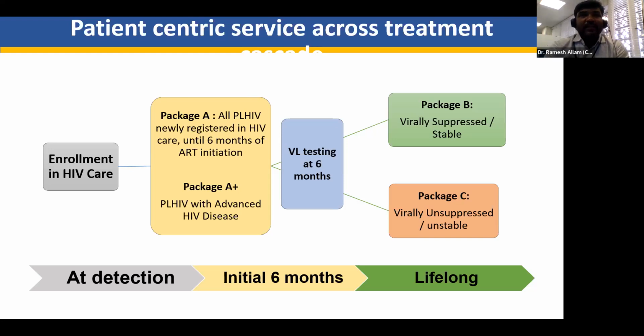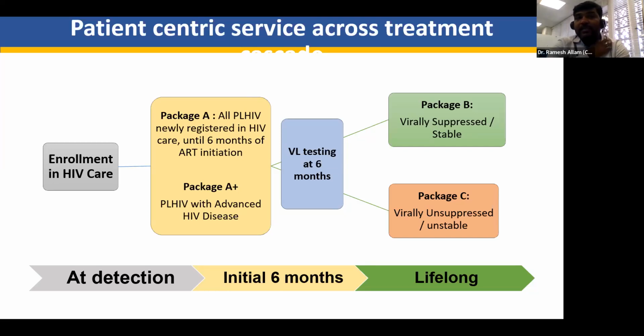So the guidelines say that all patients who are initiated on ART, until 6 months, they get their first viral load. All new patients should be categorized as package A. That is, these patients will be considered as package A patients. And what they should be getting, we'll just look at. So all newly initiated, and among those newly initiated, if somebody is having an advanced HIV disease, you call them an A plus package of care.